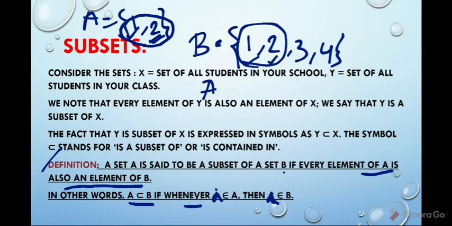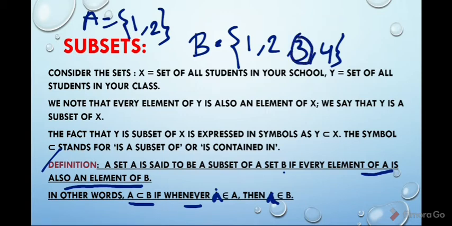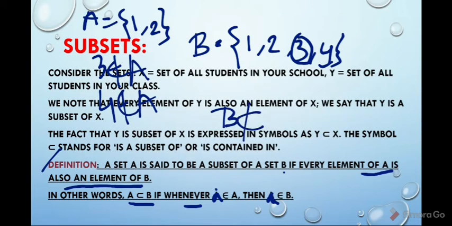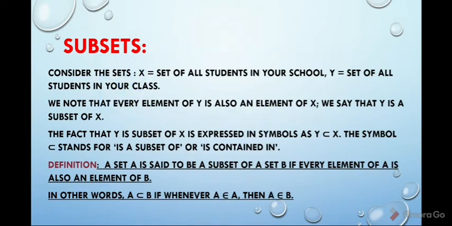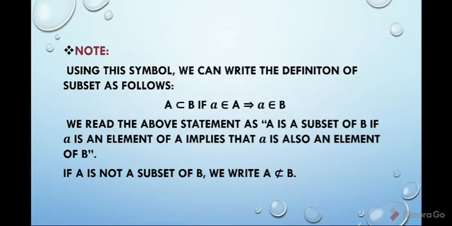But if you think of it the converse way, 3 belongs to B, but 3 does not belong to A. 4 belongs to B, but 4 does not belong to A. That's why B is not a subset of A. In this way, you have to judge which one is a subset or not.